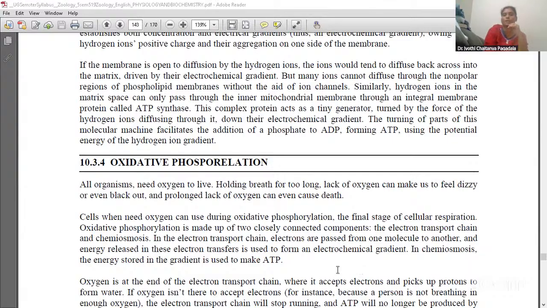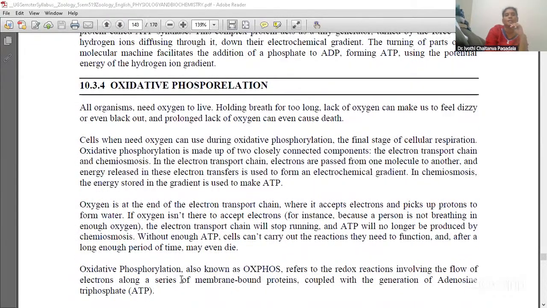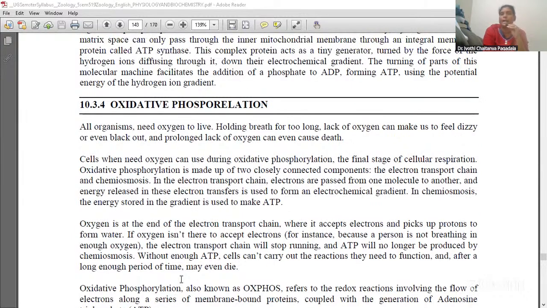Even in the case of chemiosmosis, as we discussed, the energy stored in the gradient is used to make ATP. Here, oxygen is at the end of the electron transport chain, where it accepts the electrons and picks up the protons to form the water molecule.